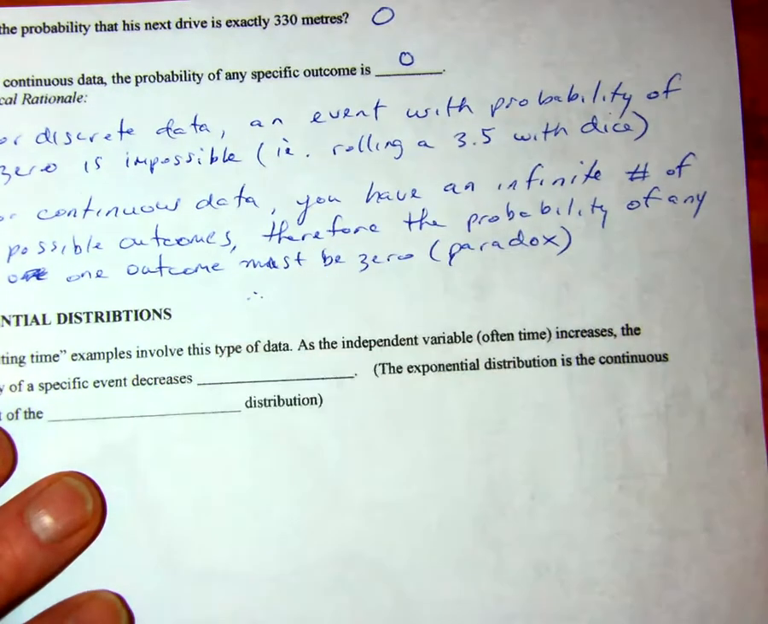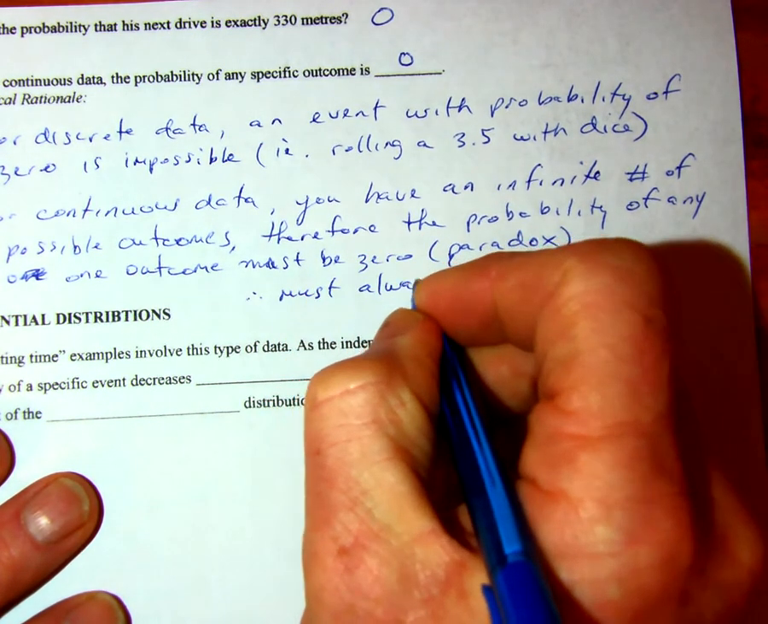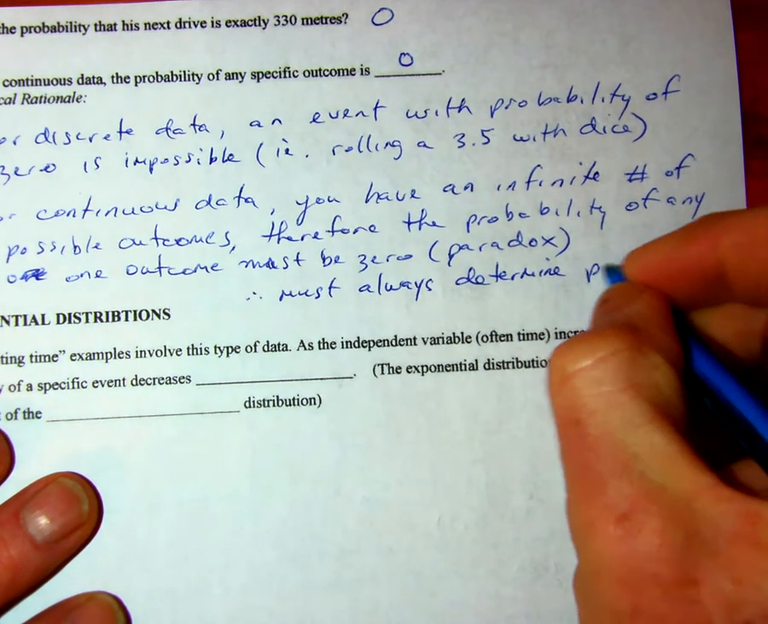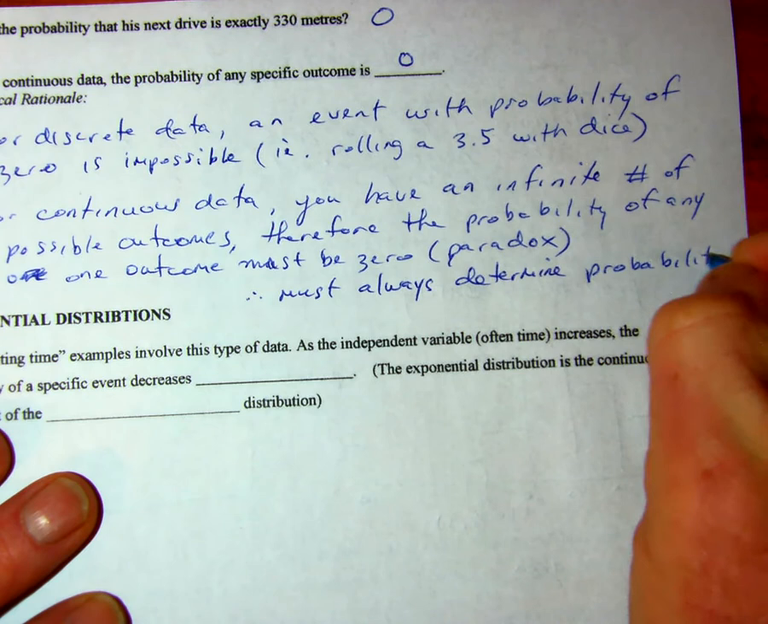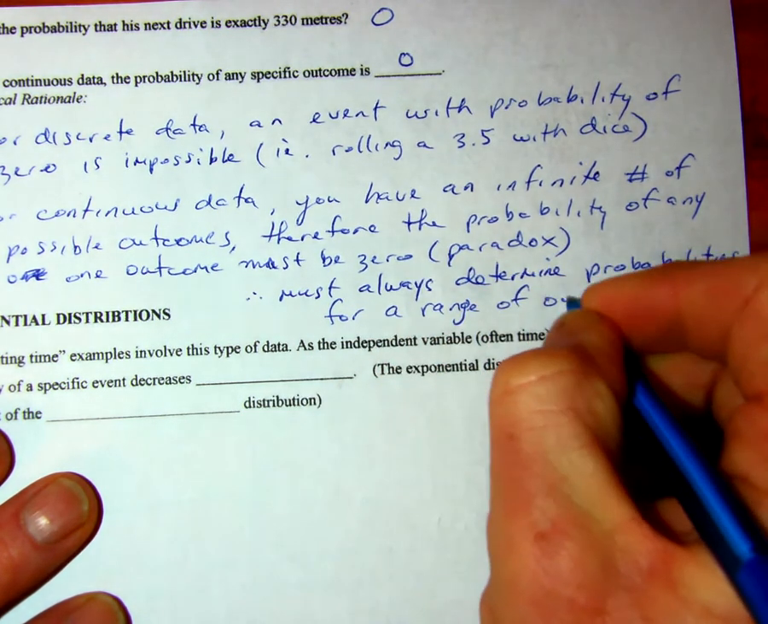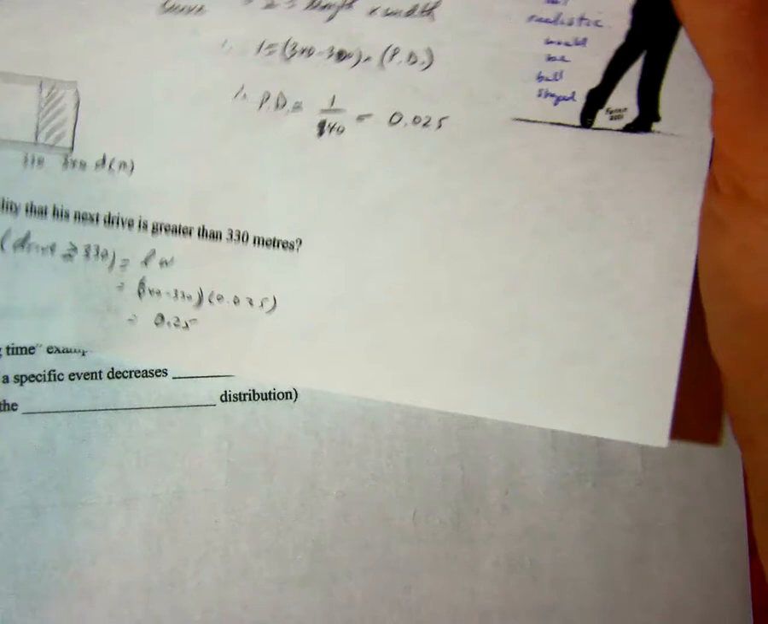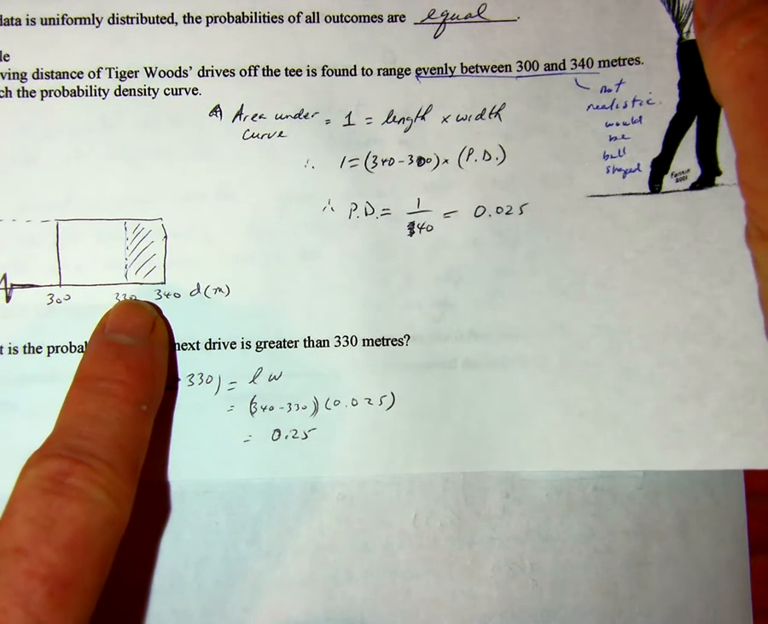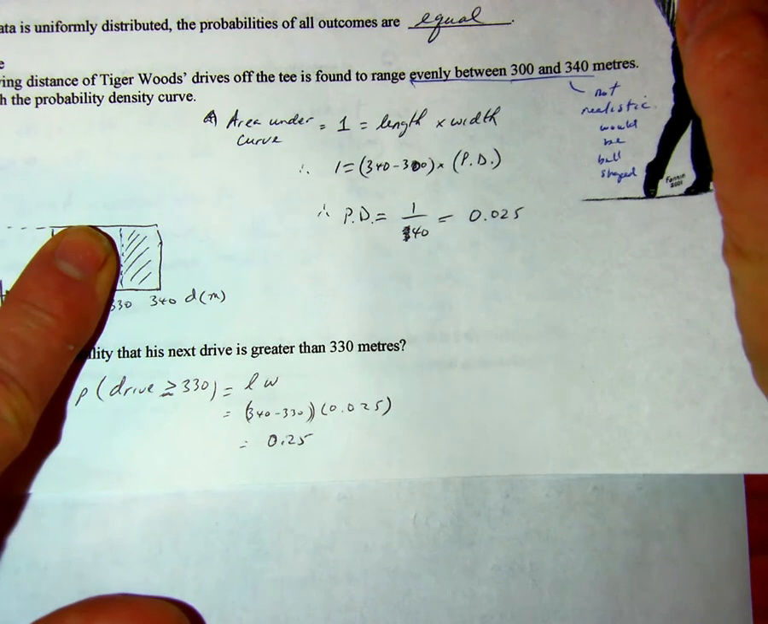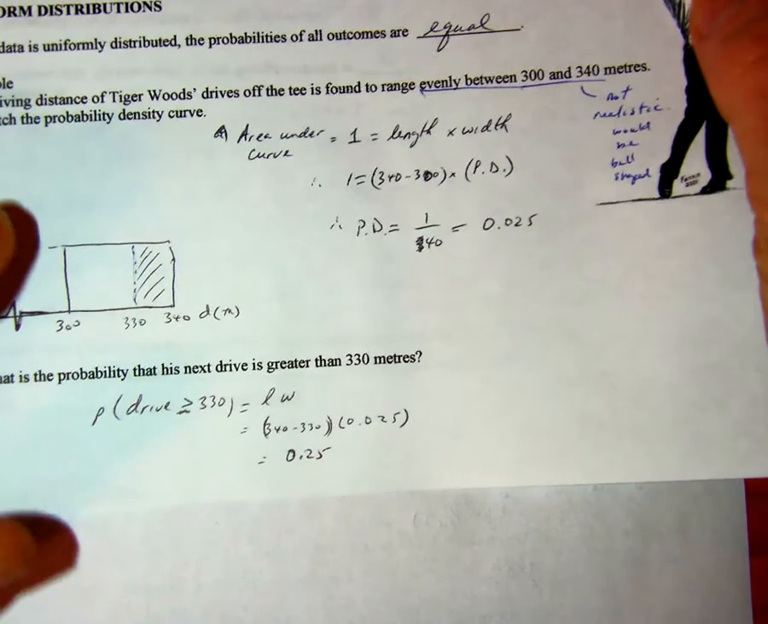So when we ask questions about probability, we must always determine probabilities for a range of outcomes, just like we did just now with Tiger Woods here. We found the probability for a range between 330 and 340. We can't do exactly 330 because there is no area. We get a rectangle of 0 area. So we have to always do a range.